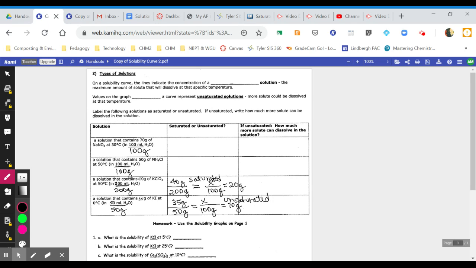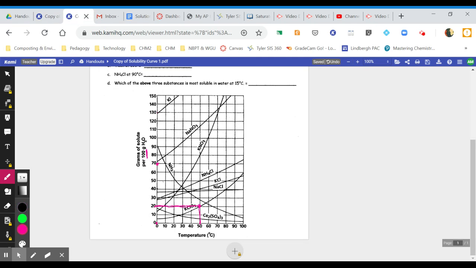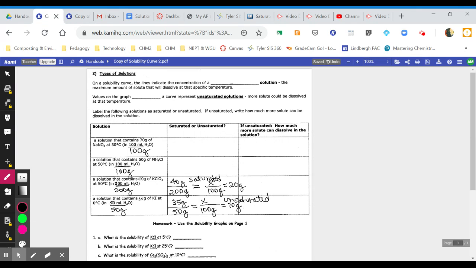So it's unsaturated. The second part of the question then says, if it's unsaturated, how much more solute can dissolve in the solution? So our mark here is for 70, and we could go all the way up to 130. That means we could add an additional 60 grams.